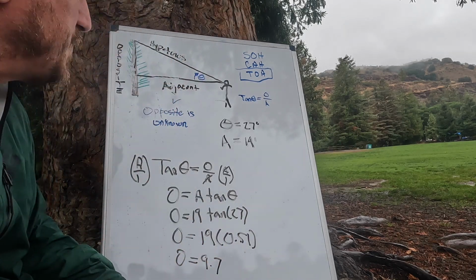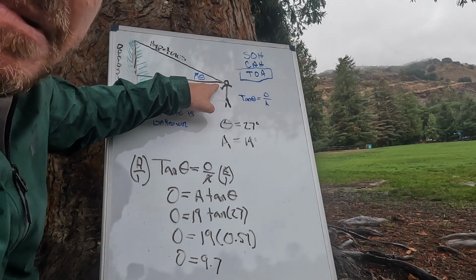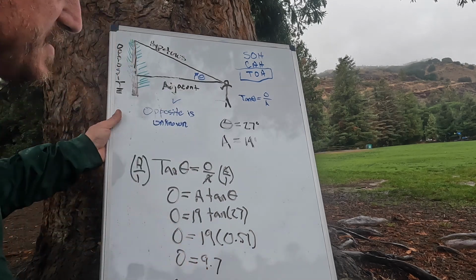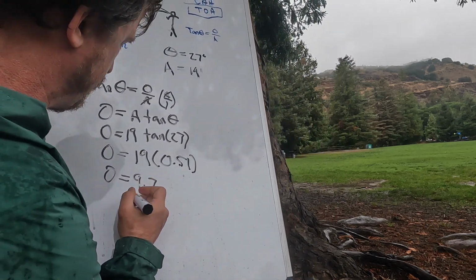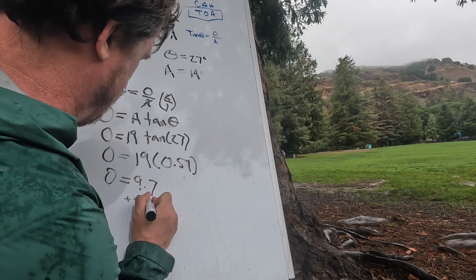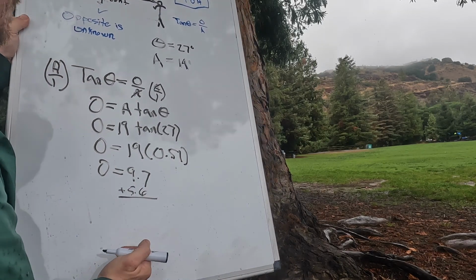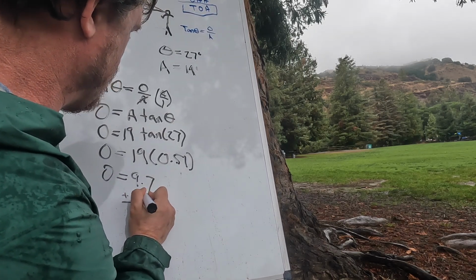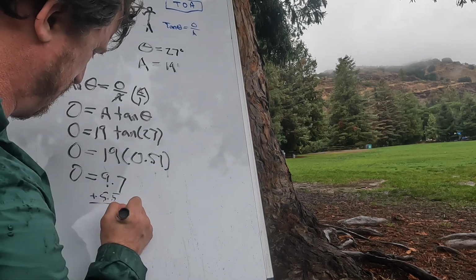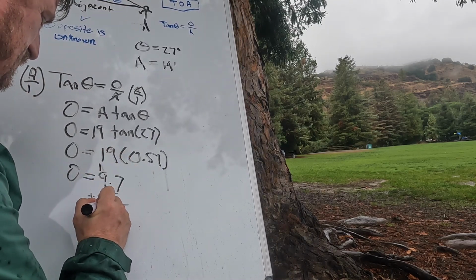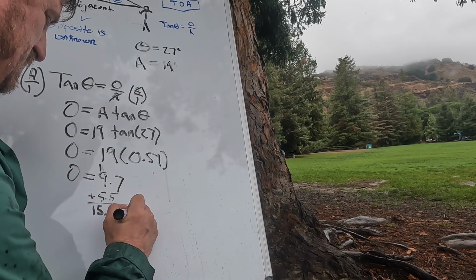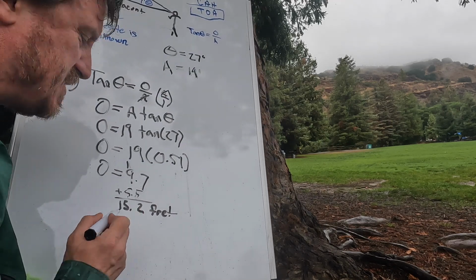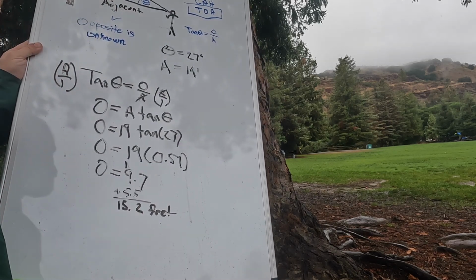But let's go back to our picture. I did that off of my eye level. I'm a relatively short guy, I'm only 5'6", so we have to add 5'6" to this number. This is going to be 5.5 because we're in percentages. All right, so that short tree is 15.2 feet tall, and that looks about right.